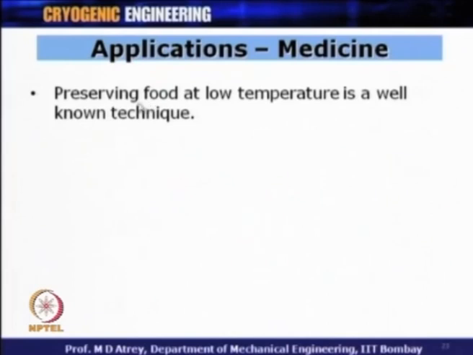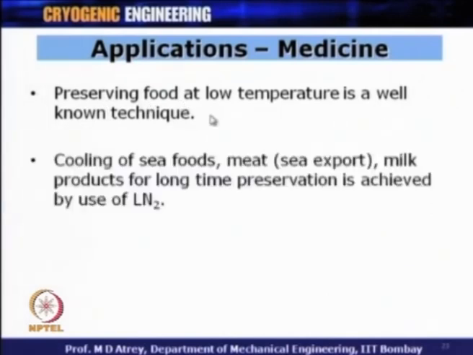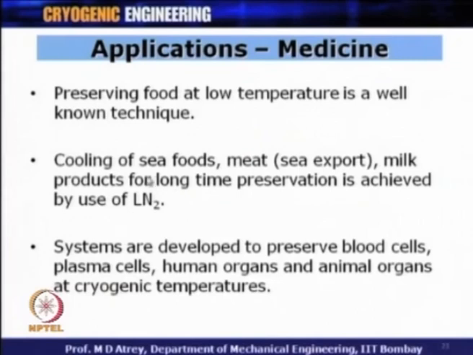When it comes to preservation, preserving food at low temperature is a well-known technique. This is what we do in a domestic refrigerator. Cooling of seafood, meat, milk products, long time preservation is achieved using liquid nitrogen. Liquid nitrogen is very widely used for transporting seafood or meat or milk from port A to port B. One can keep everything preserved in its original form, frozen at cryogenic temperature. And therefore, this is a very important technique. A very massive work is being carried out as far as preservation of food using cryogenic technique is concerned.